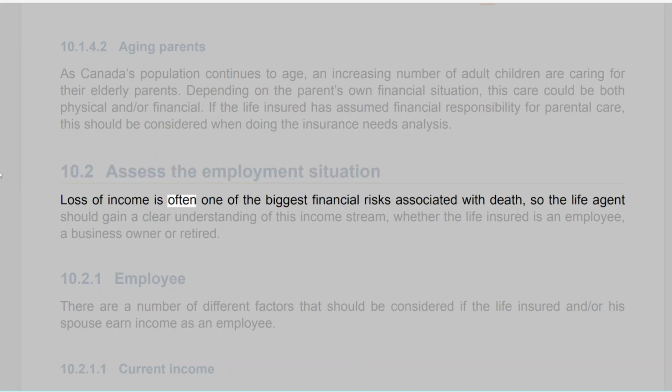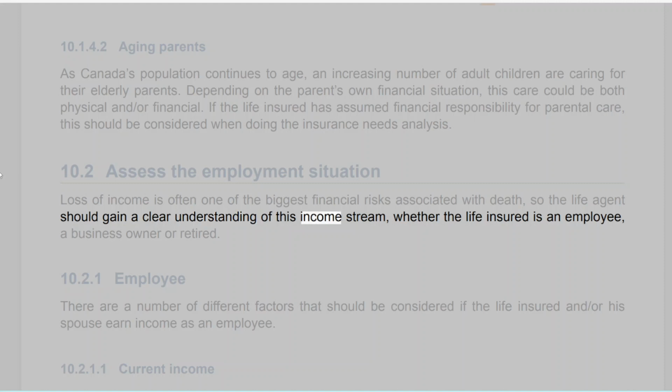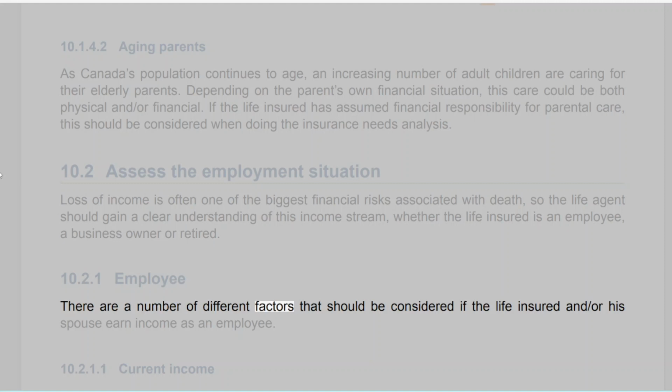10.2 Assess the employment situation. Loss of income is often one of the biggest financial risks associated with death, so the life agent should gain a clear understanding of this income stream, whether the life insured is an employee, a business owner or retired. 10.2.1 Employee. There are a number of different factors that should be considered if the life insured and/or his spouse earn income as an employee.